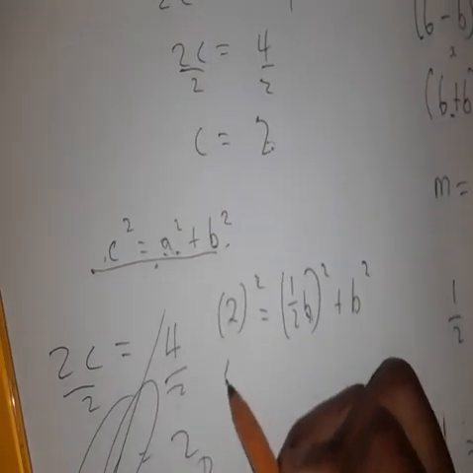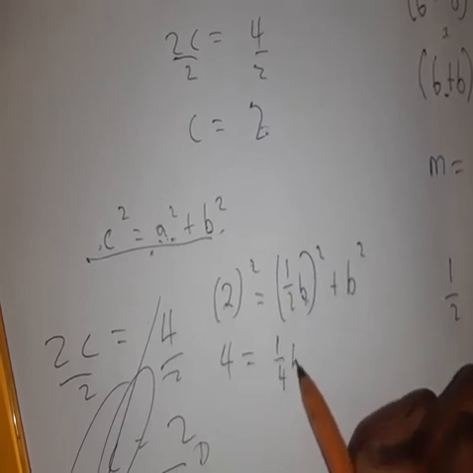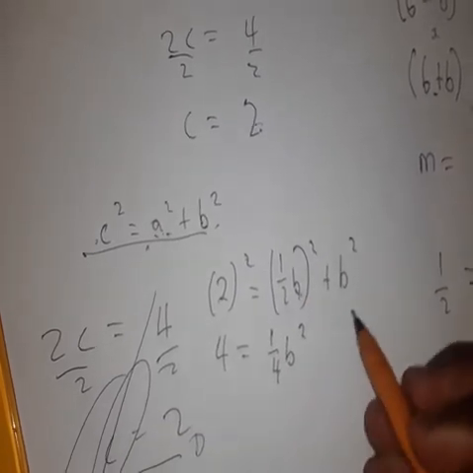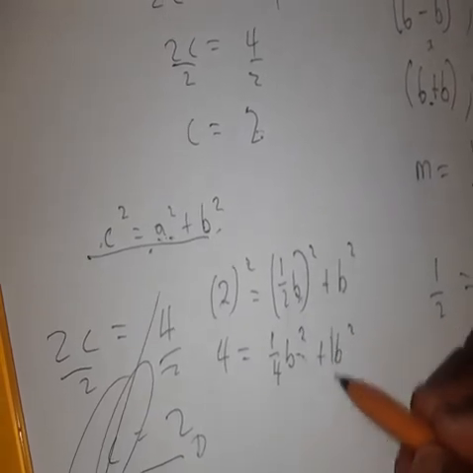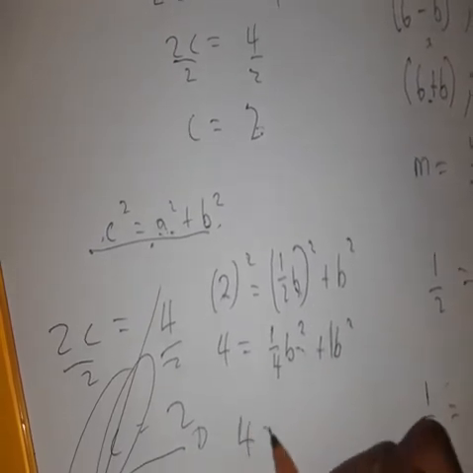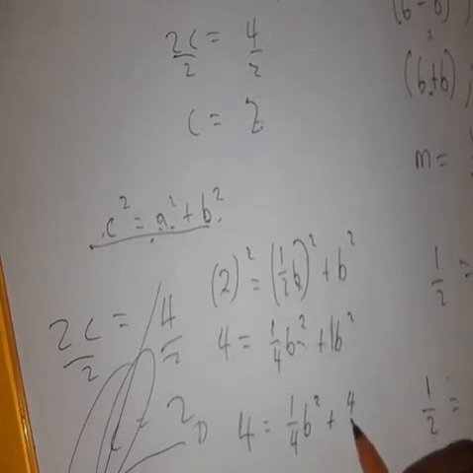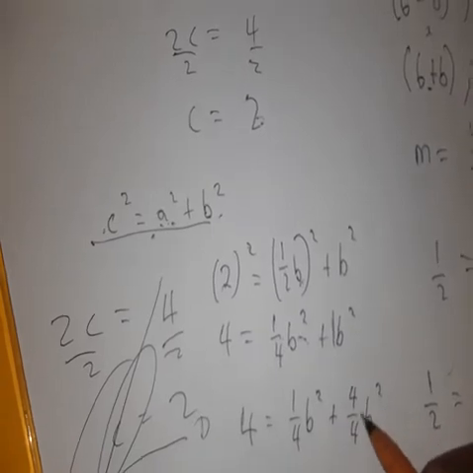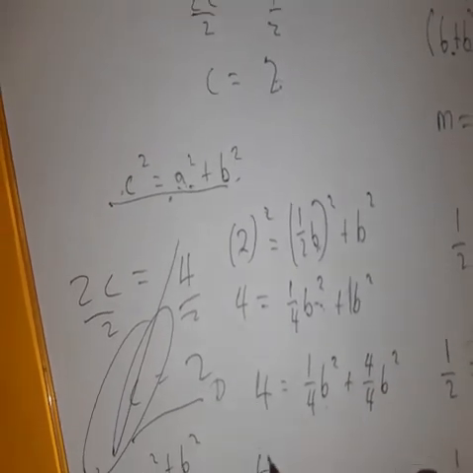So 2 to the power 4 is 4 equals, what is this? It's going to be 1 over 4 b squared, right? Then plus b squared. So these are like terms, and this invisible 1 here I'm going to add there. It's going to be 1 over 4 b squared plus 4 over 4 b squared. 4 over 4 is just 1. I just want to have the same denominator.